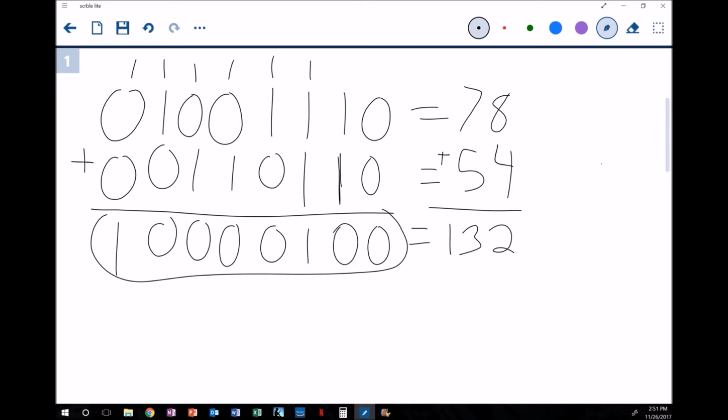So next thing we need to find out, is this number in decimal form, does it equal 132? So if we go back to our beginning of this lesson where we converted numbers, we know that the first number equals 128, and then this number here equals 4. So 128 plus 4 does equal 132. So these are equal, so our math is correct.